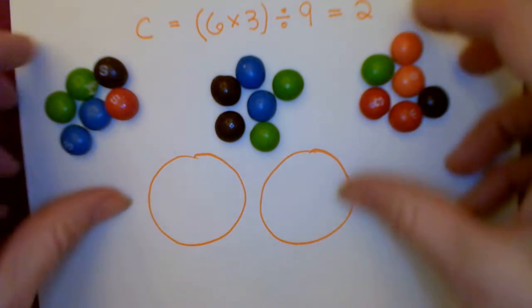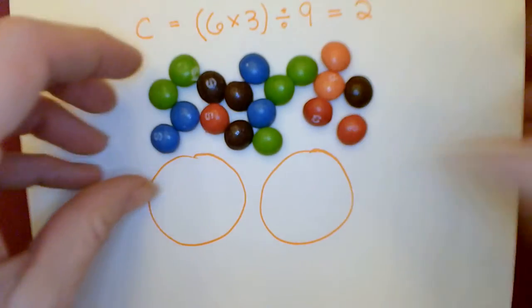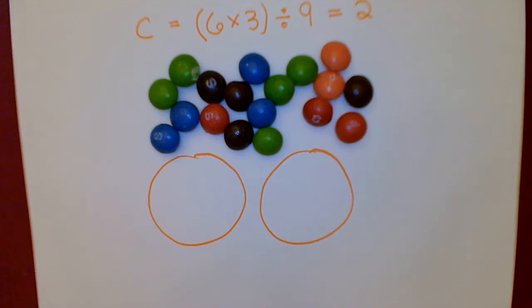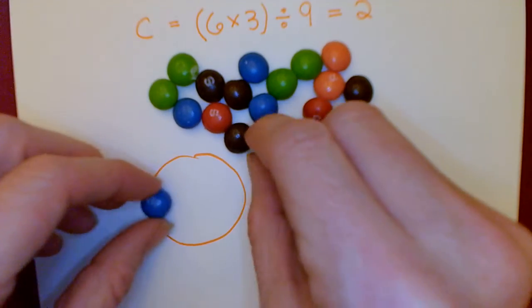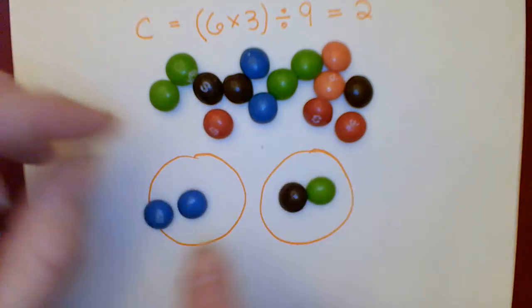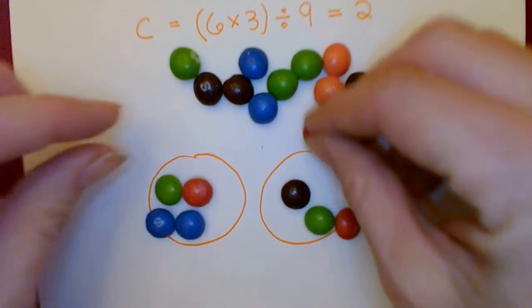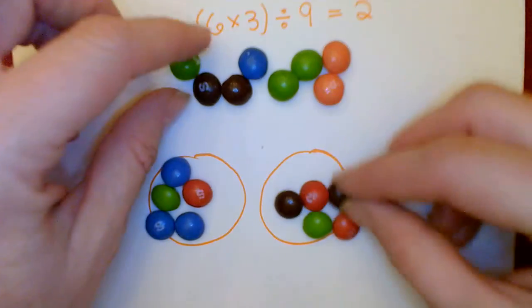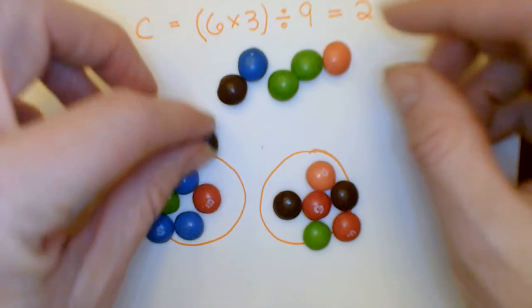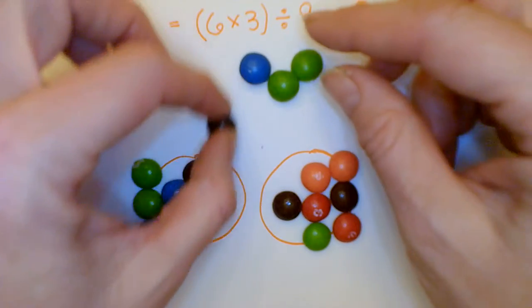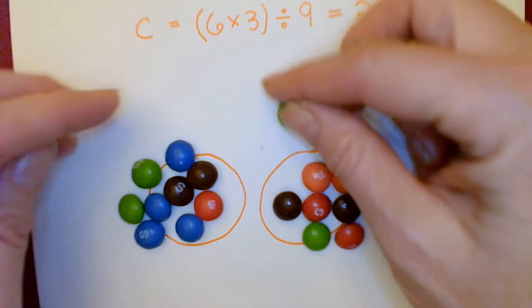So now this time, I want to know how much candy goes on each cookie. So now I'm going to put it all together again. I have my 18, so 6 times 3 is 18. And now what I can do is divide these evenly. So I put 1 there, 1 there, 1 there, and keep going one at a time until all 18 are placed.